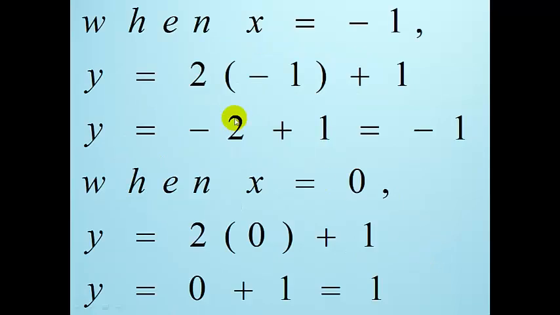Now when x equals -1, by substitution, we have y equals 2 times minus 1 plus 1. And 2 times minus 1 is minus 2. Minus 2 plus 1 is minus 1. We continue. When x equals 0, it means that wherever you see x in the relation, you substitute it by 0. So we have y equals 2 times 0 plus 1. And 2 times 0 is 0. 0 plus 1 is equal to 1. So the value of y equals 1 when x is equal to 0.